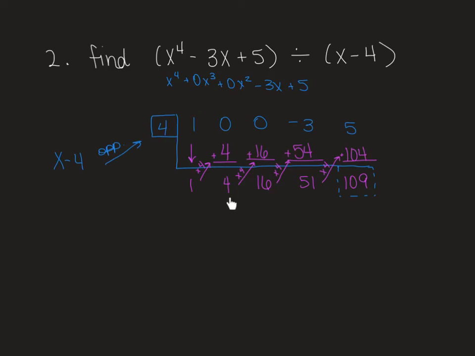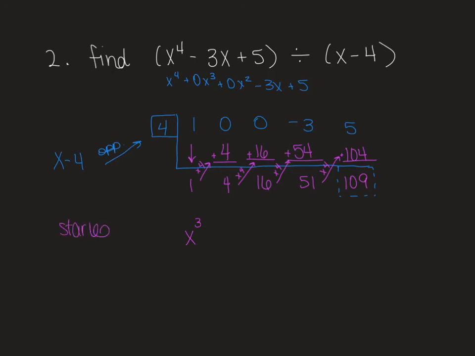Okay, so when we're writing our answer out, remember these values that we just got in our bottom row, these are our coefficients. These are our values that we're working with. We need to add our x's back in. So again, we're going to start with 1. You don't need to write the 1. We just know it's going to be x to the 3rd because we started with an x to the 4th.